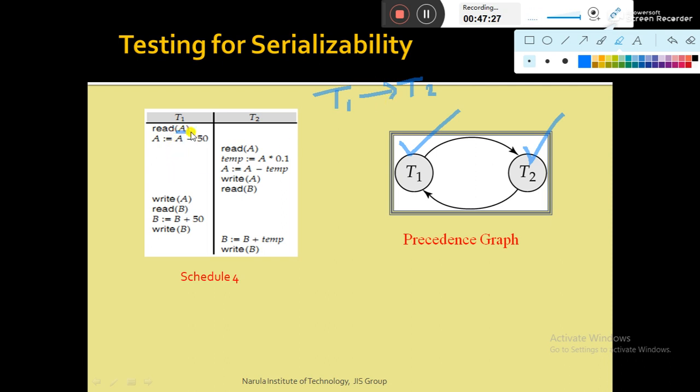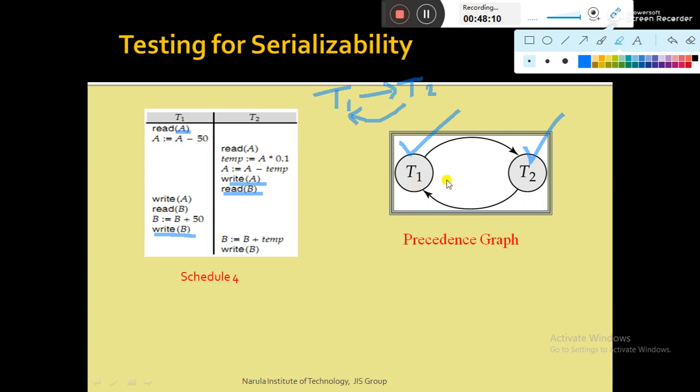The read operation, read A, is performed by T1 before write A by T2. So T1 performs the read operation before T2 performs the write A operation. That means we can draw an edge from T1 to T2. So this is the edge from T1 to T2. Now let's check whether we can draw an edge from T2 to T1. Suppose we consider read B. T2 performs the read B operation before T1 performs the write B operation. So yes, we can add an edge from T2 to T1.